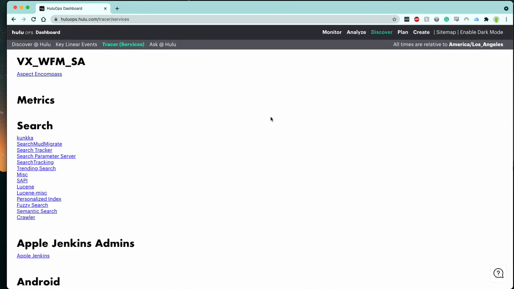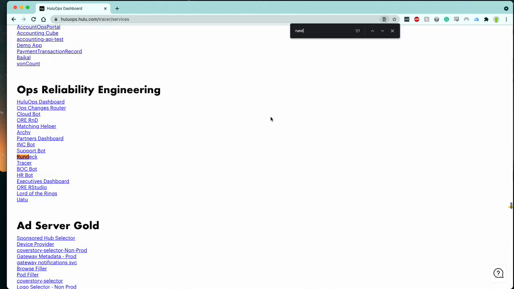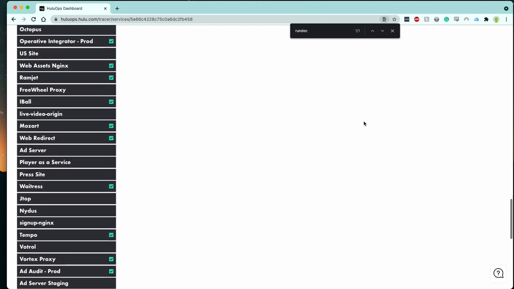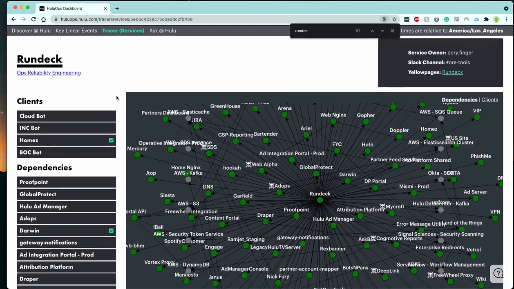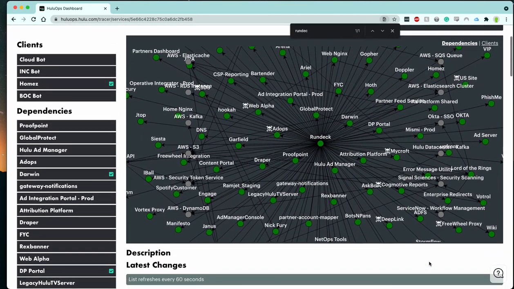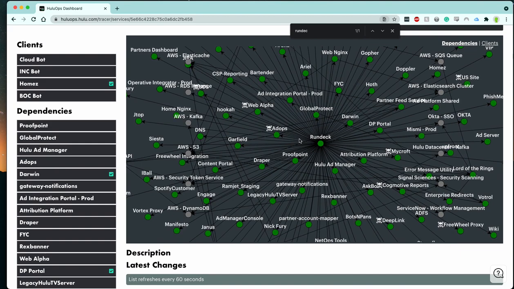With that said, you can hit Tracer and search for your service. If I search for, let's say, Rundeck, which happens to be a tool that lies on our team, so I'm going to hit Rundeck. What I'm going to get from this is a list of all of the things that I have a dependency on. I have a dependency on all of this, and you can see that is phenomenal. I see AWS SQS up here. I see Elasticache. Man, this is a lot of dependencies.